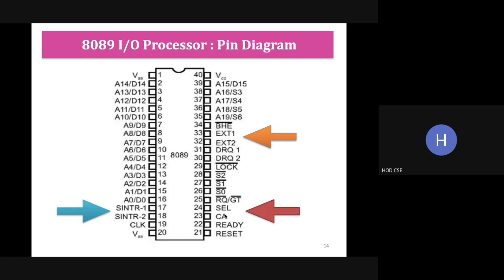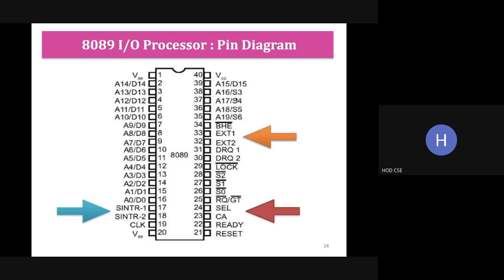We have two channels, channel 1 and channel 2. Then we have the request grant signal, and S2, S1 and S0 are used for generating the machine cycles: IO read, IO write, memory write. The lock signal is used to lock the peripherals, and we have DMA request 1 and DMA request 2. EXT1 and EXT2 indicate that the data transfer, the operation, is over. And here we have the BHE signal, bus high enable signal, which is used to fetch the data from even bank or odd bank.